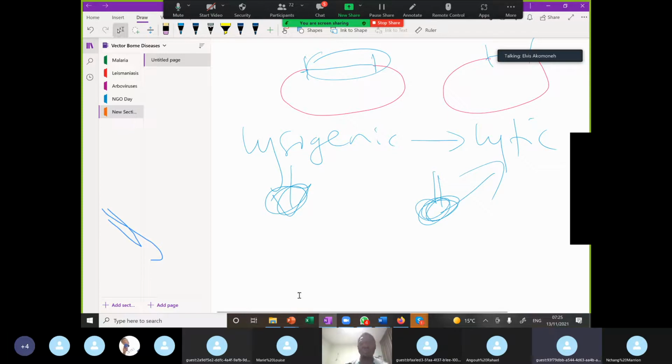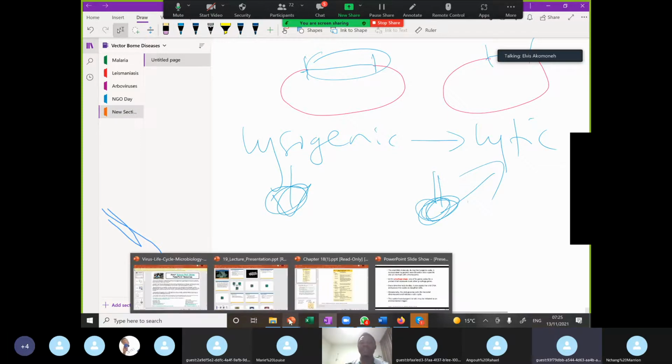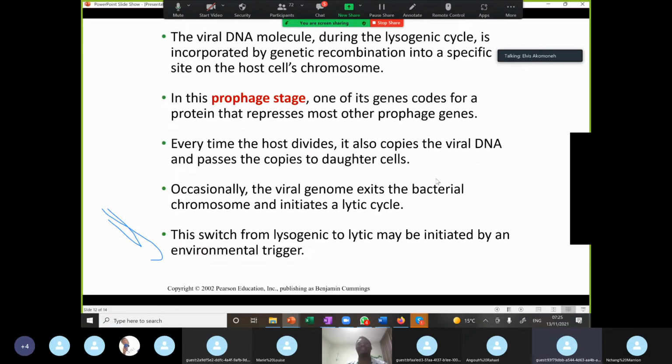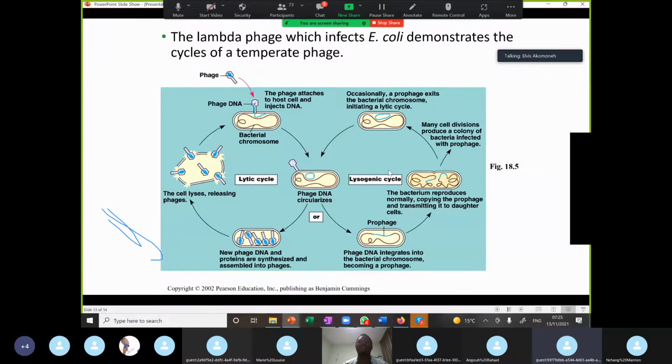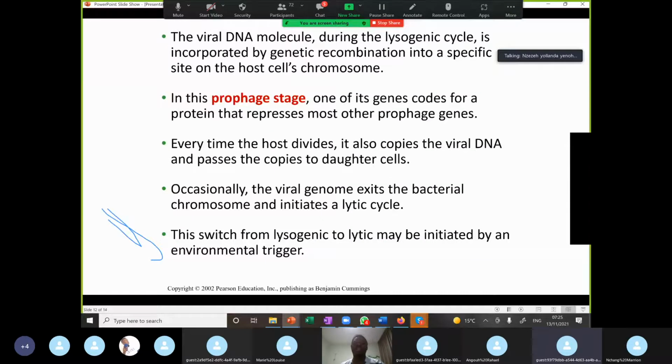So the main summary I'm trying to bring out here is that there's no clear virus that typically replicates in a lysogenic fashion. Occasionally, a viral particle exits the cell and initiates a lytic cycle. But when it remains integrated in the cell, it progresses in a lysogenic fashion. I want to know if that is clear.